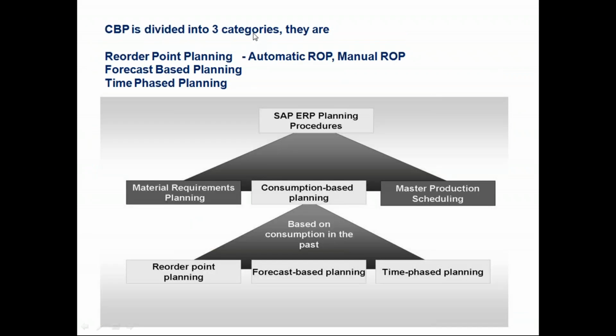This consumption-based planning is further divided into three categories. They are reorder point planning. Again, under this, we have automatic reorder point planning, manual reorder point planning, then forecast-based planning, and time-based planning. So this consumption-based planning totally deals with the procurement of the raw materials. So here, the PP module integration with MM takes place. Okay. So this is the total planning procedures.